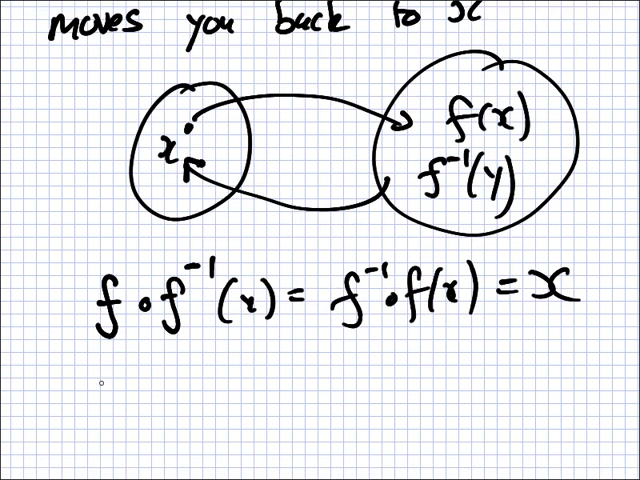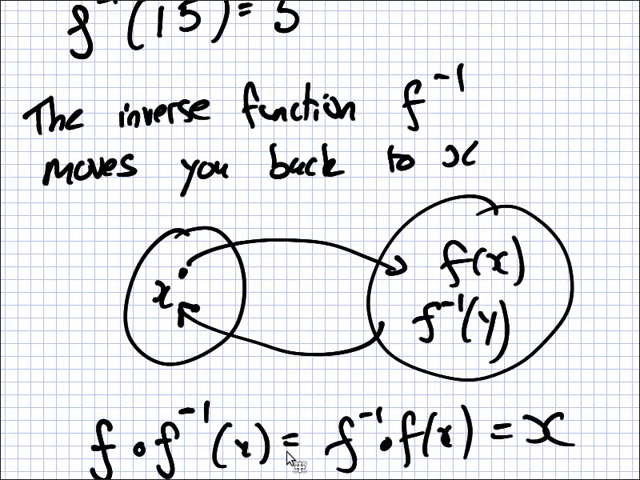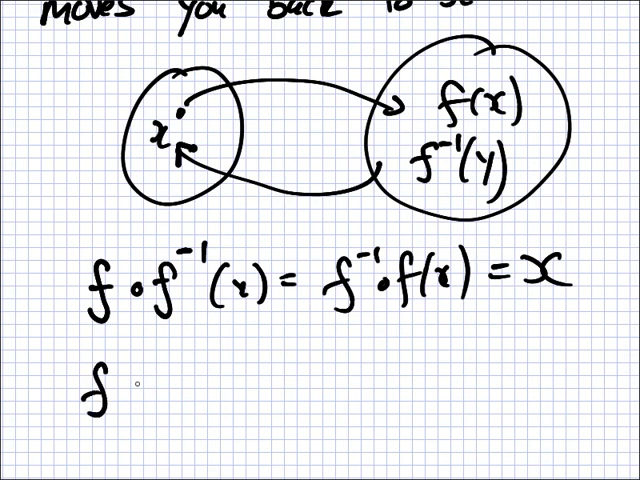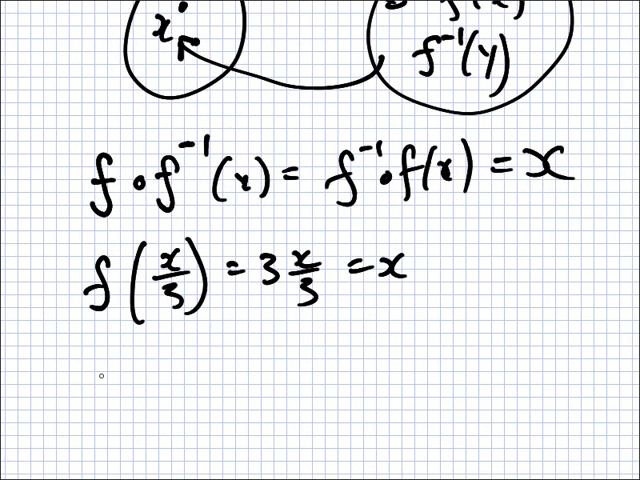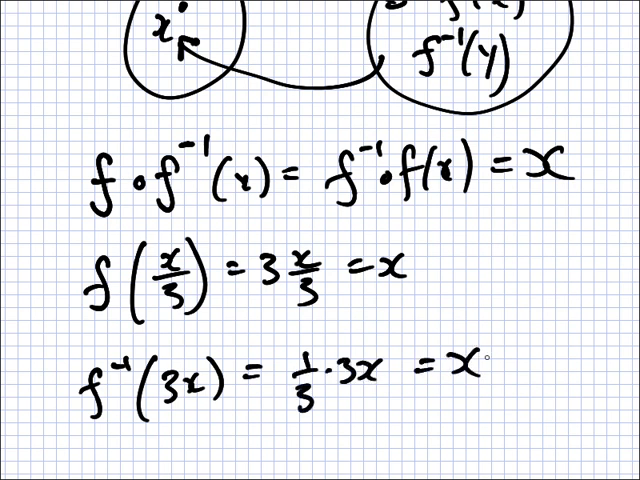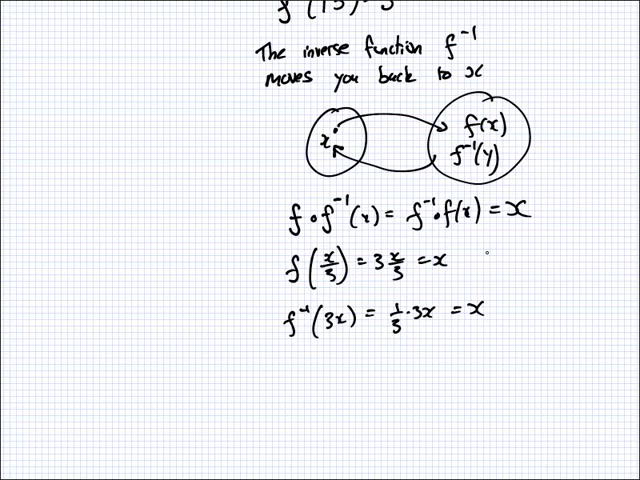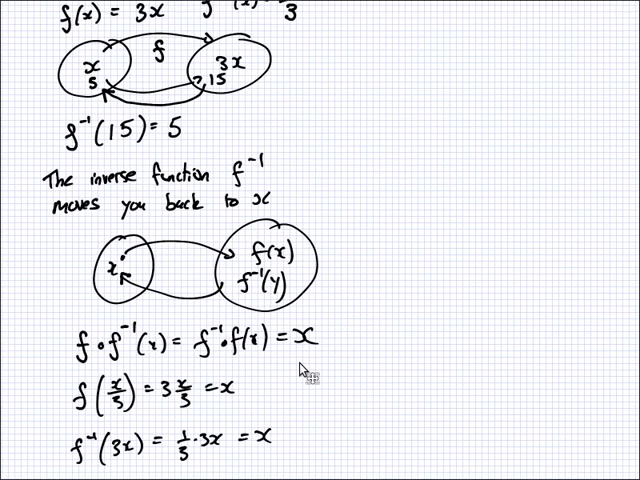Now let's test it out with this example. f of x over 3 is equal to 3 times x over 3, which equals x, isn't it? And what about the other one? f inverse of f is 1 over 3 times 3x, which also equals x. Sometimes it's obvious what the inverse is. Let's do some obvious examples together.